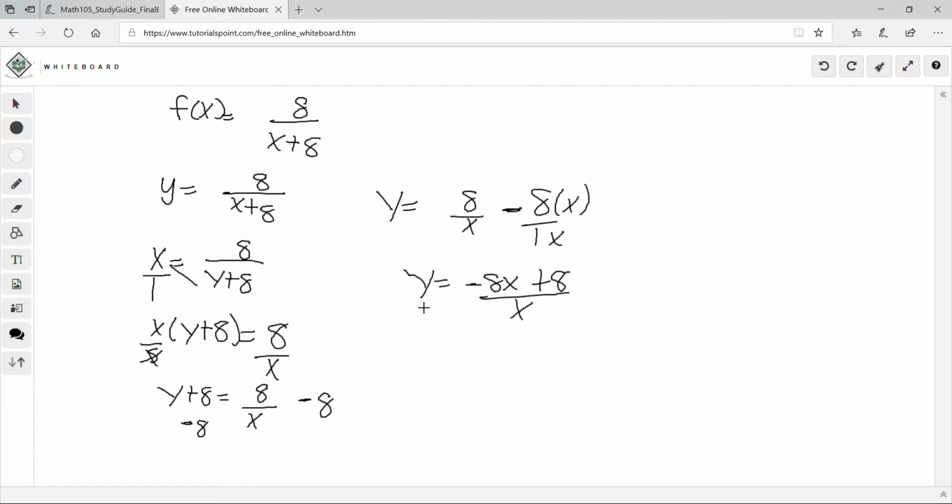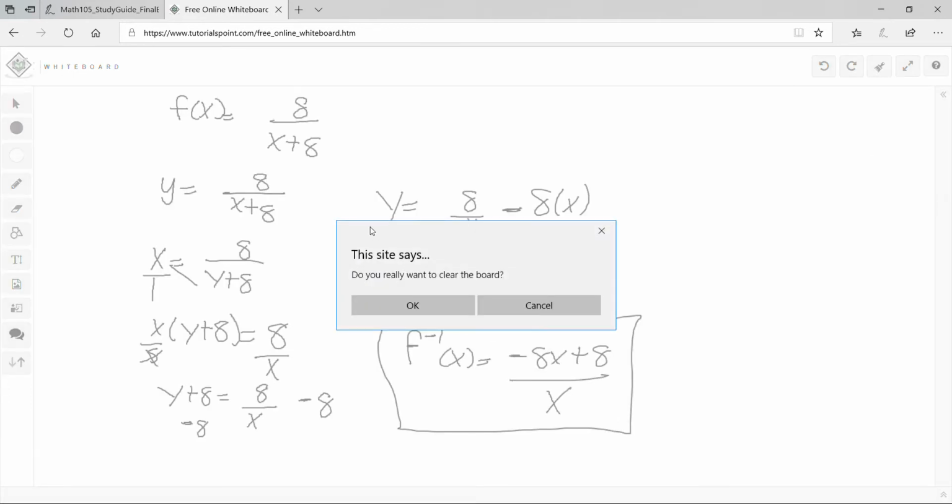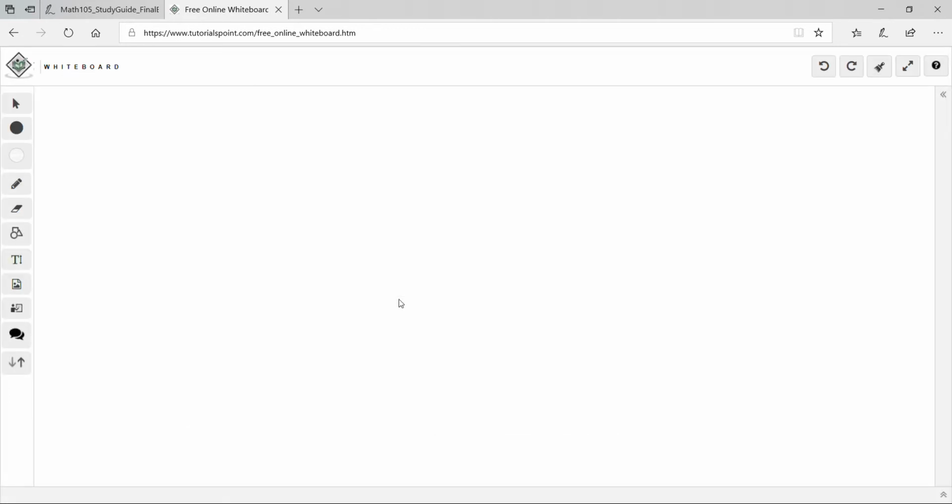And then the last step is replace y with f inverse. So f inverse of x equals this whole thing. That's how you find the inverse. That was 18.